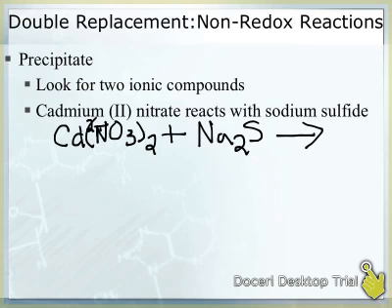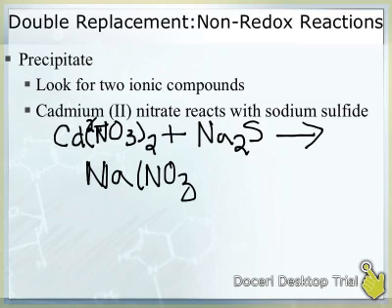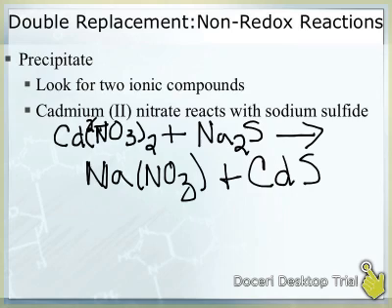So we are going to have Na, and sodium is +1, so we only need 1 nitrate. And then we're going to have cadmium, and +2, -2, so both of those are neutral. Then again, you'd have to go through and do a little bit of balancing, but you just add a coefficient right here, and it's balanced.